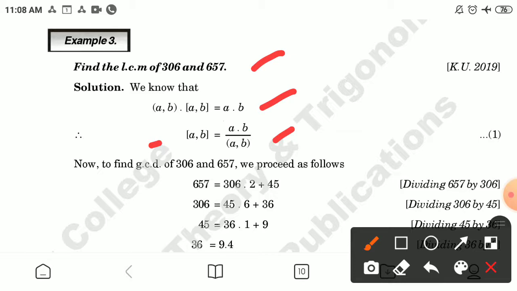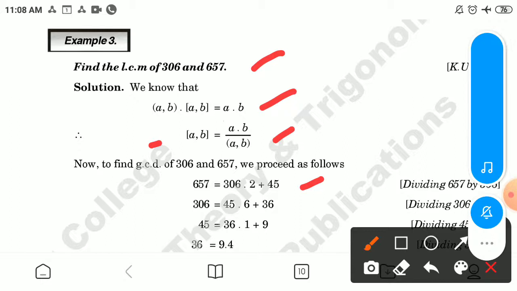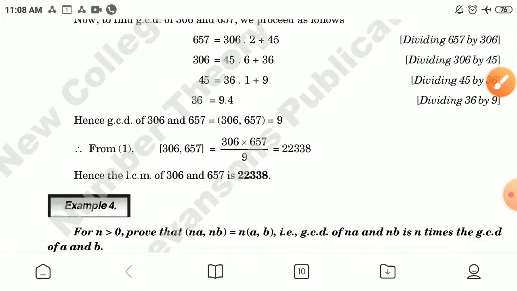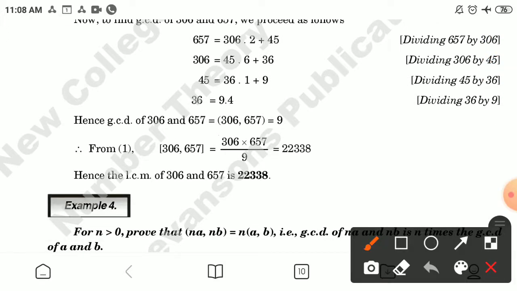657 is divided by 306. Quotient is 2, remainder is 45. Now 306 is divided by 45. Quotient is 6 and remainder is 36. Now 45 is divided by 36, quotient is 1 and remainder is 9, and 36 is divided by 9, quotient is 4 and remainder is 0. Hence the greatest common divisor of 306 and 657 is 9. Therefore the least common multiple of these is 22338.